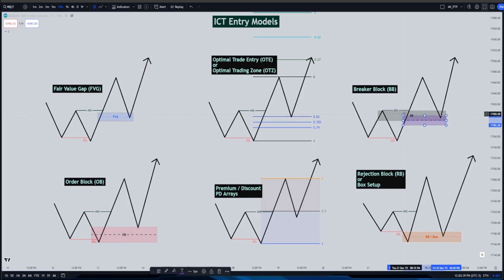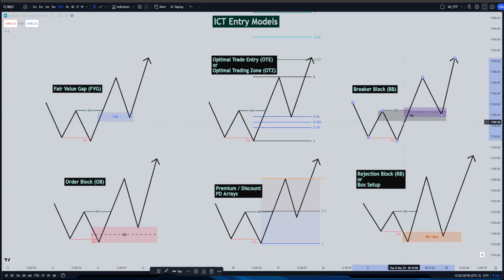So with a breaker block, you want to look for a fair value gap that is aligning. Sometimes it can align like this, where the entire breaker block is inside of a fair value gap, or sometimes the fair value can align like this. Whatever it is, you enter from the common area. In this case, you can enter from this sort of area as well.